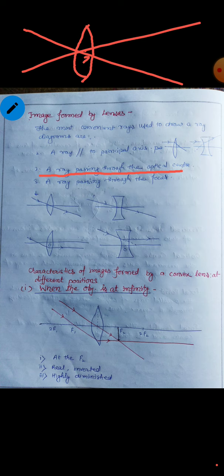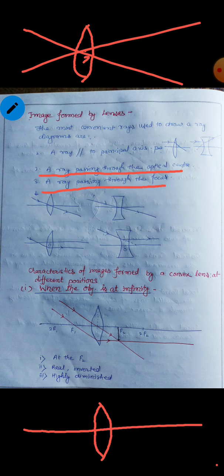Third, a ray passing through the focus. The ray which passes through the focus, after refraction, after passing through the lens, becomes parallel to the principal axis. Suppose this is a lens, this is the principal axis and this is the focus. So a ray which passes through the focus, after passing through the lens, will become parallel to the principal axis. This is the third ray.